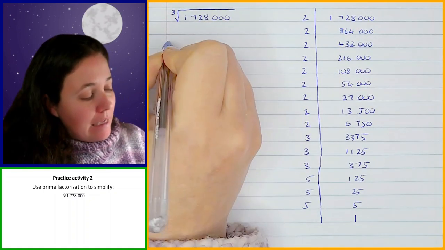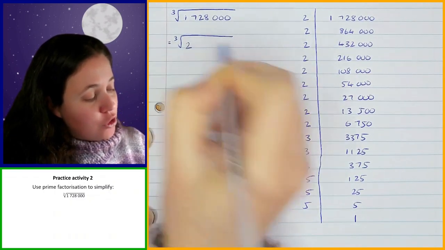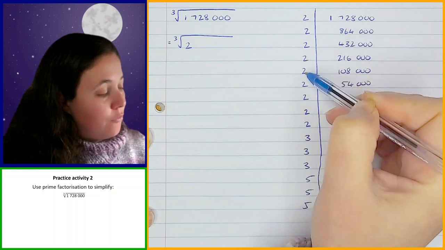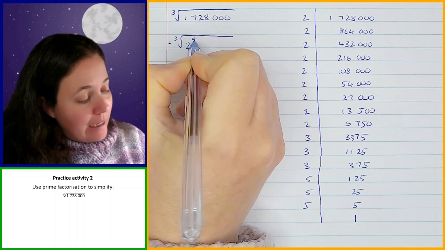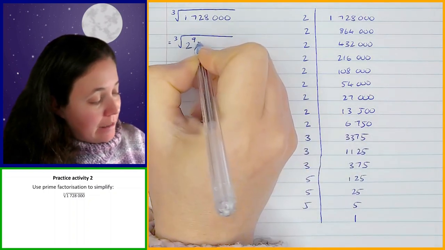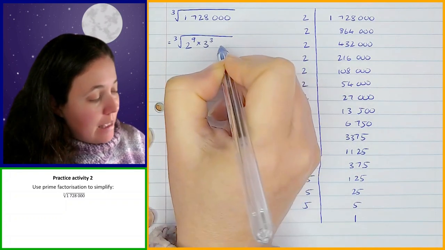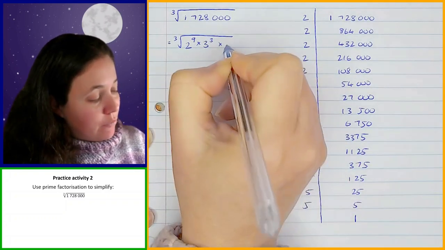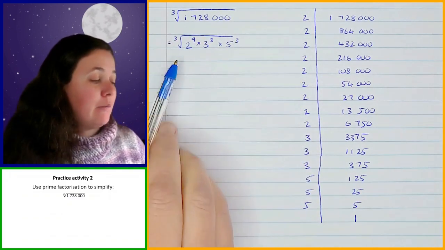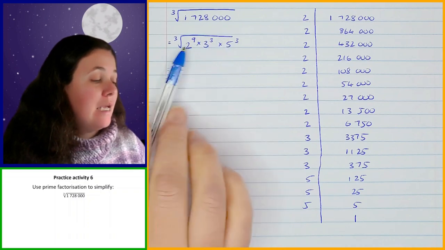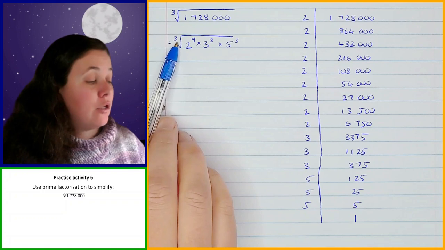So now I can write 1,728,000 as the cube root of 2 to the power of, there's 1, 2, 3, 4, 5, 6, 7, 8, 9 2s altogether. So I've got 2 to the power of 9. Then I am multiplying that by 3 times 3 times 3, which is 3 to the power of 3, times 5 to the power of 3 as well. Now, when I simplify this, I'm going to find the cube root of all of that. I'm going to divide each of these exponents by the index of my radical, which is 3.